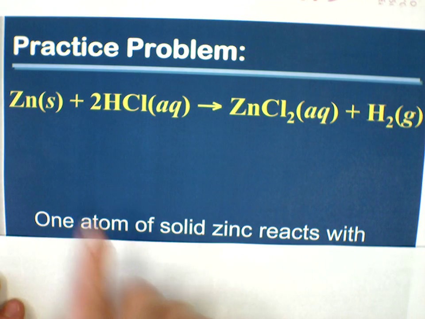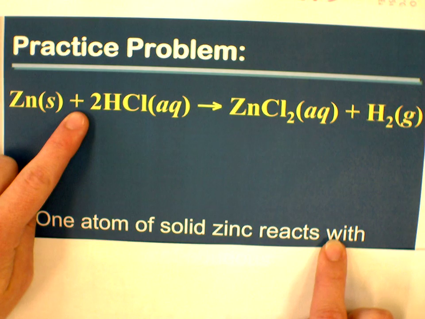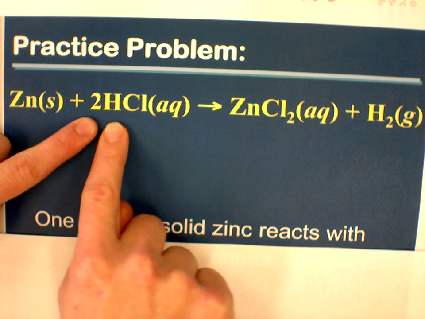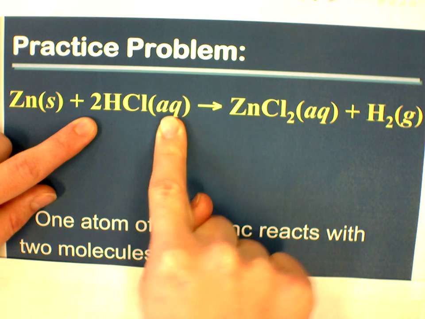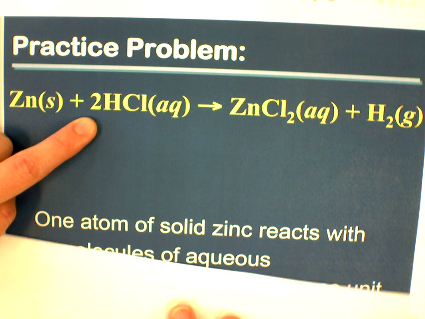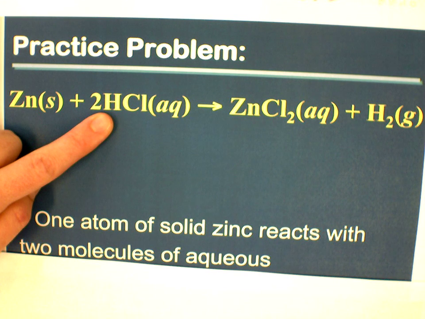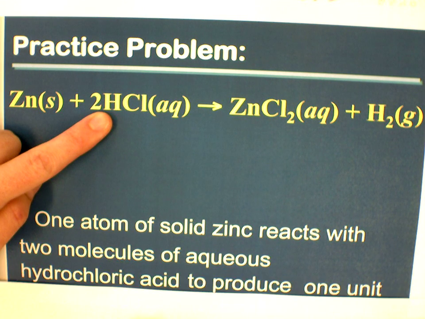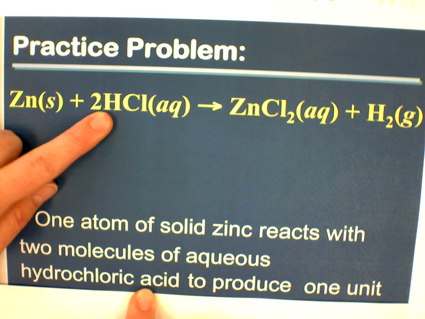So I'm going to have 1 atom of solid zinc. It's reacting with 2 molecules of aqueous, or I could say 2 molecules of something and then aqueous. But it sounds better, aqueous with the name of the compound. The compound is an acid. Pause here to name it on your own. 2 molecules of aqueous hydrochloric acid.